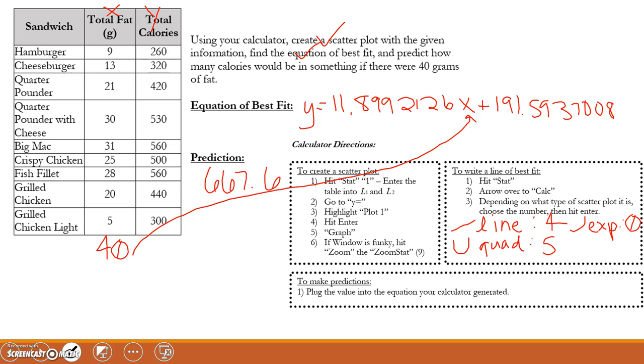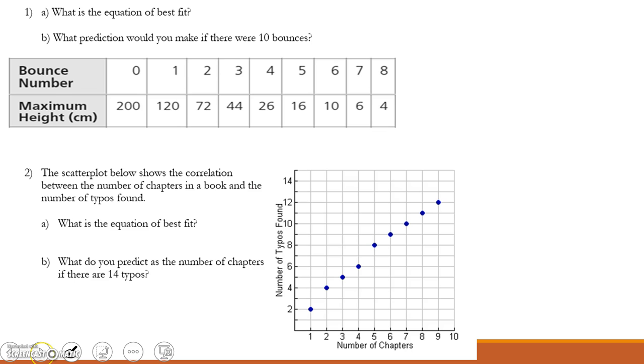So this is useful because a lot of people use this to make predictions, but it's not always perfect because, like an avocado, that has not as many calories but has a lot of fat, and so that wouldn't fall in the exact linear pattern, but most things follow a trend. So for the next one, what is the equation of best fit?